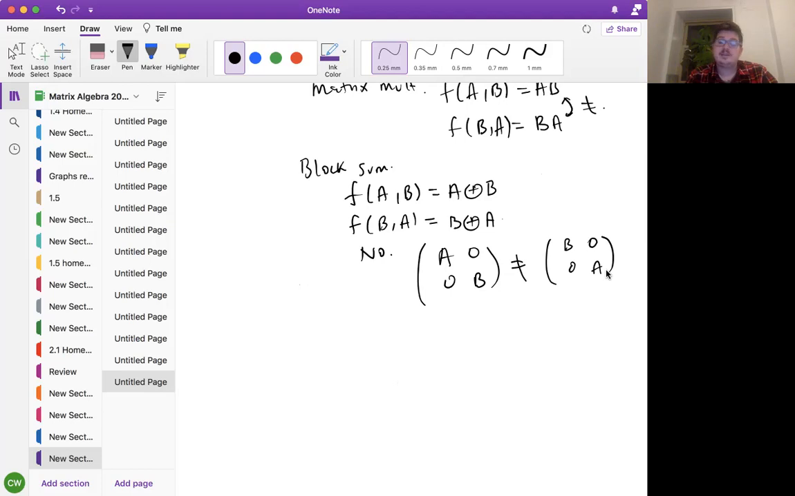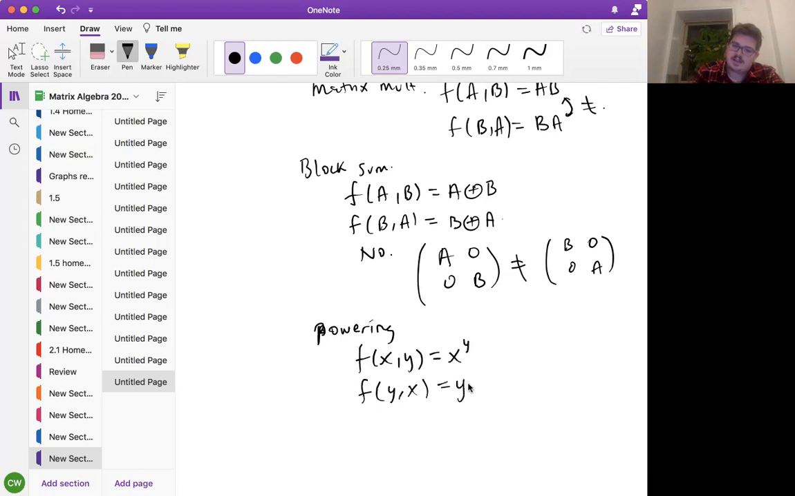Okay, here's another example that's not commutative: powering. So f of x, y is equal to x to the y, but f of y, x is equal to y to the x. These are not the same. Okay.